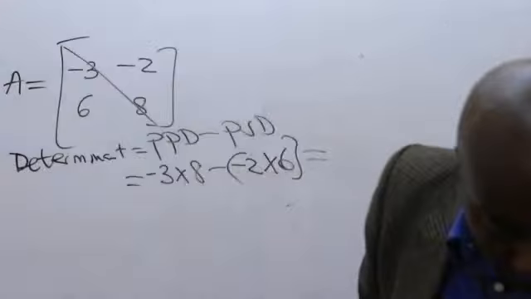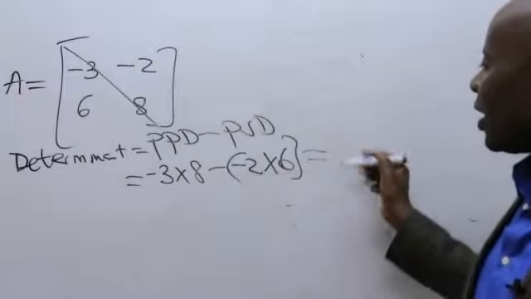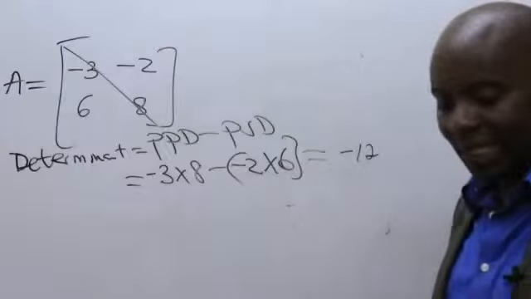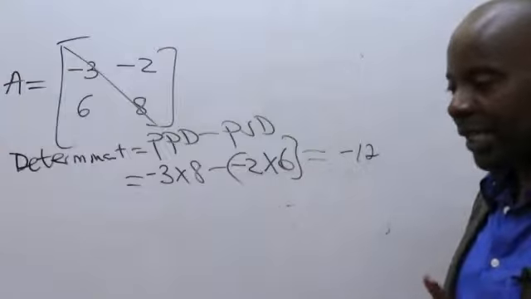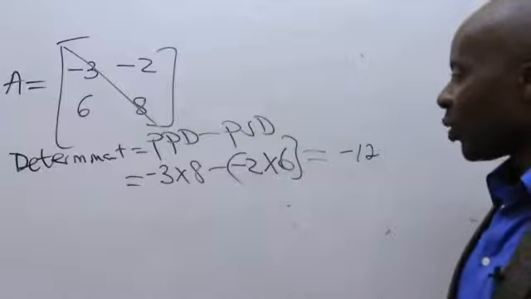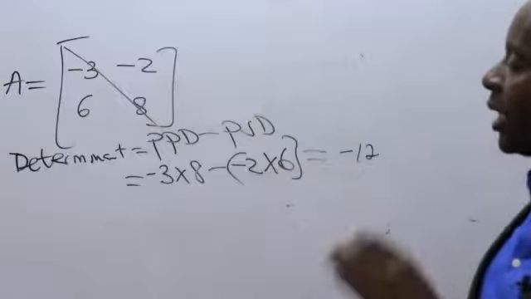At the end of the day, what do we have here? What figure do we have? Is -12 correct? Yes, -12 is very correct. Now, ladies and gentlemen, having gotten the determinant, the next thing I know my students will tell me is to go ahead and define the inverse.